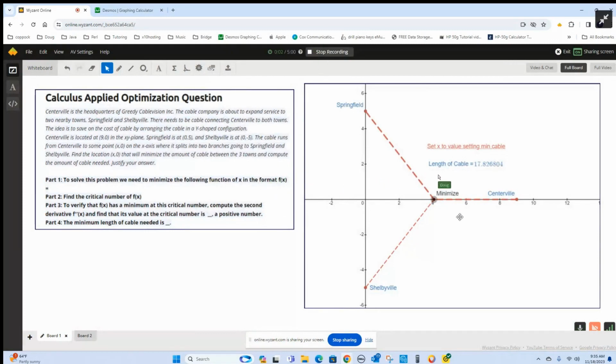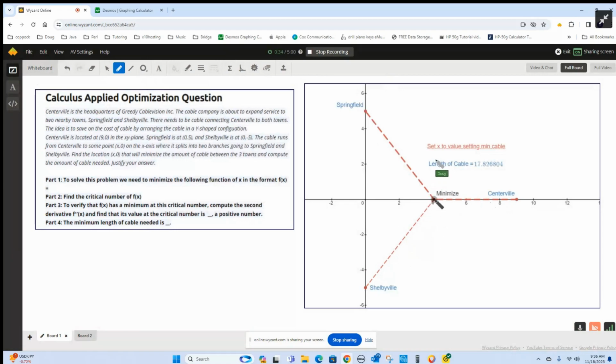Okay, here's a situation. We've got this city called Centerville that's located at (9, 0), or maybe perhaps we could say 9 miles east of this origin. And then we've got Springfield and Shelbyville at 5 miles from the origin, north and south. And we're going to find a point here where we can run cable, the minimized point. And then we're going to branch off to these two cities with more cable.